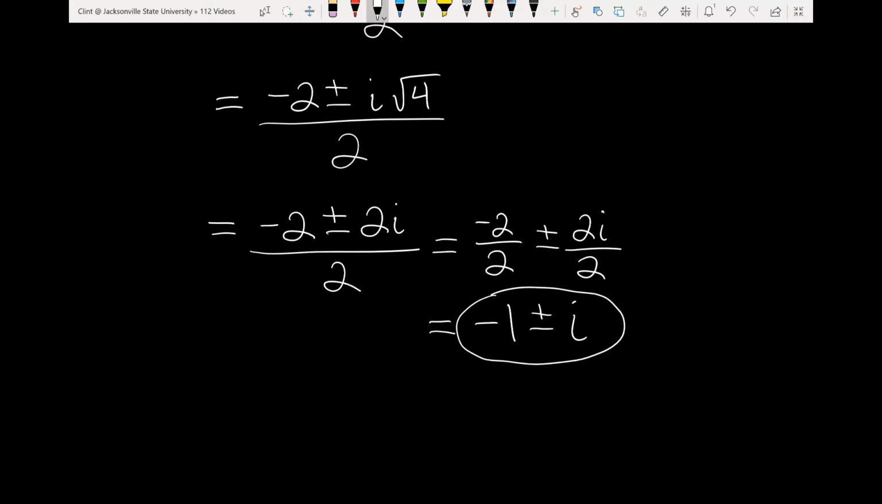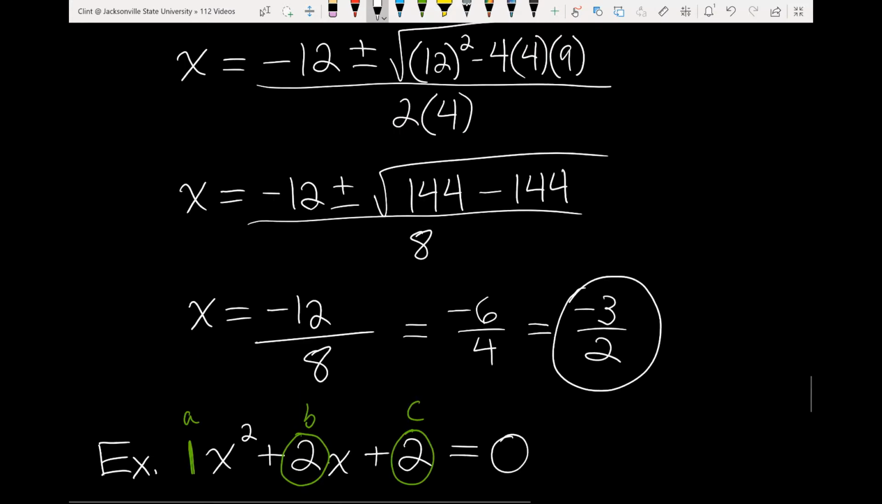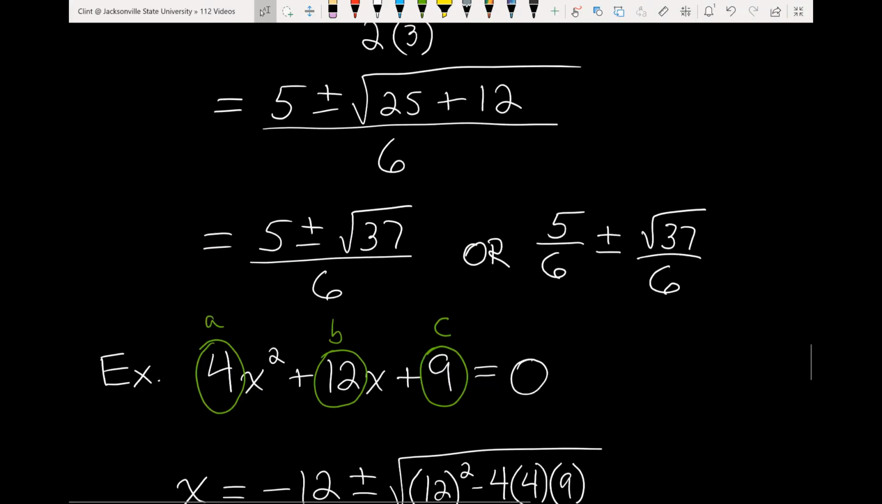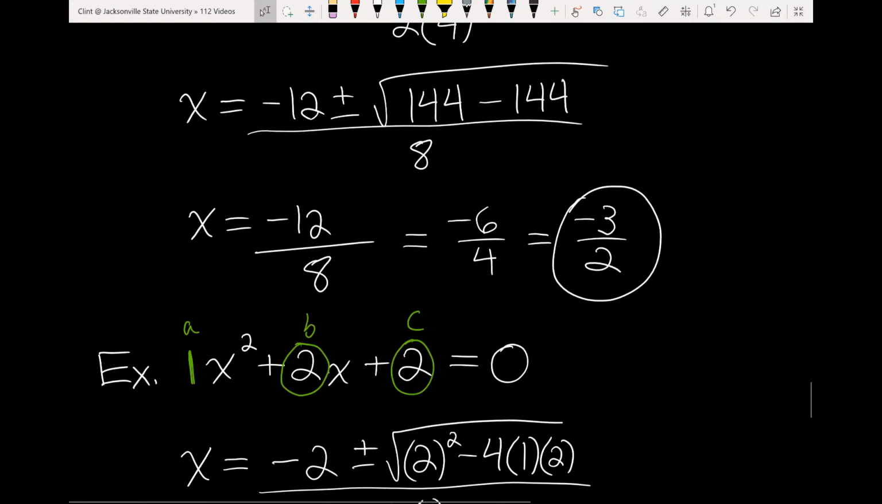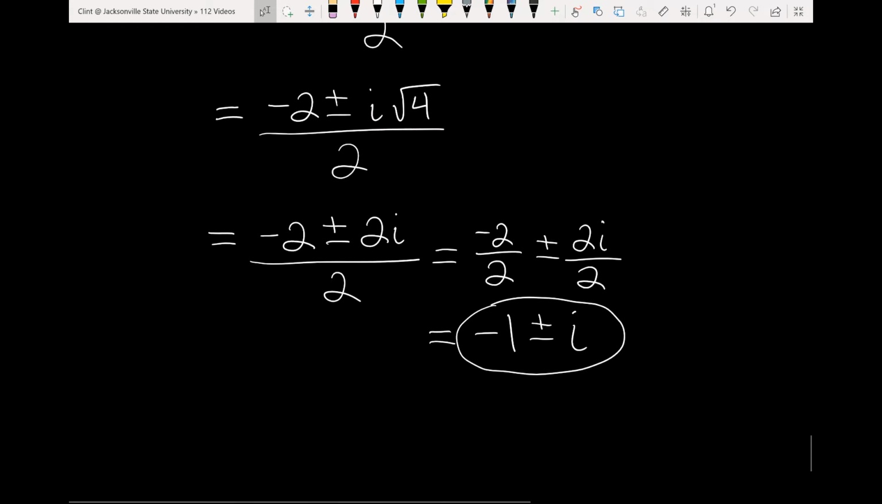So if it asked for real solutions, we would say no real solutions. If it said find all solutions, negative 1 plus i, negative 1 minus i. It's in a plus bi form. So we've had 3 scenarios here. We ended up with some irrational solutions, 2 of them. We had only 1 solution, and we've had 2 complex solutions, no real solution.